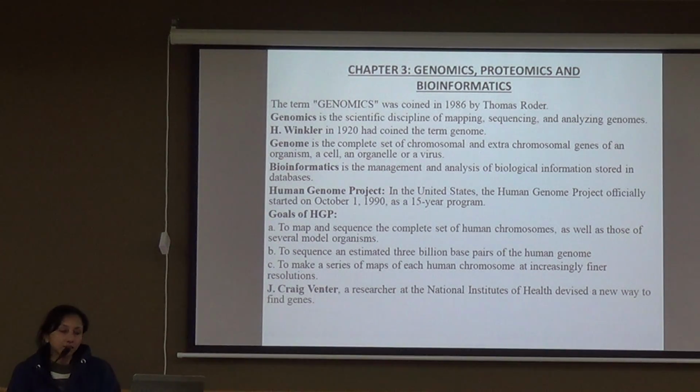Now, as we discuss, what were the goals of the Human Genome Project? To map and sequence the complete set of human chromosomes as well as those of several model organisms. To sequence an estimated 3 billion base pairs of the human genome. To make a series of maps of each human chromosome at increasingly finer resolutions so that we know all the intricacies of inheritance.